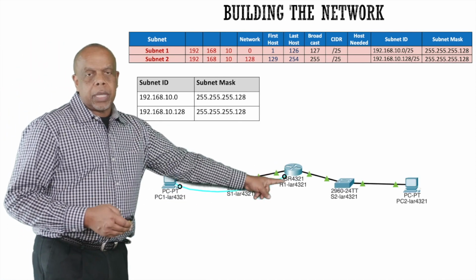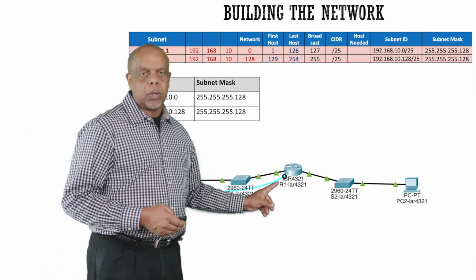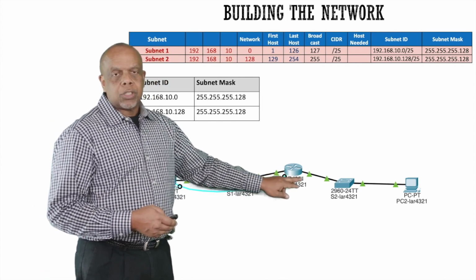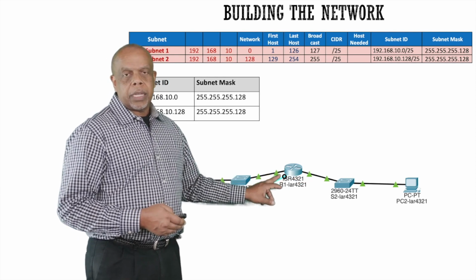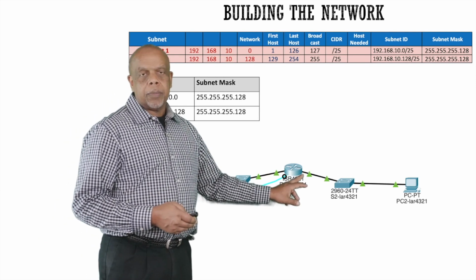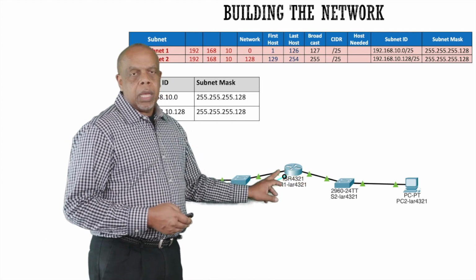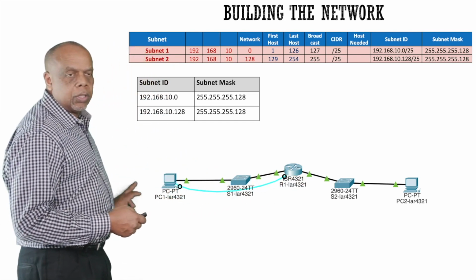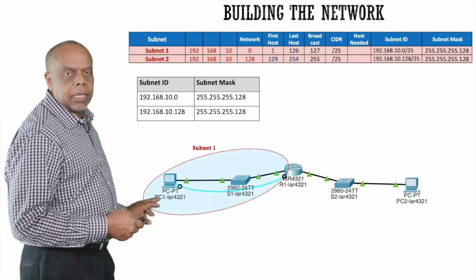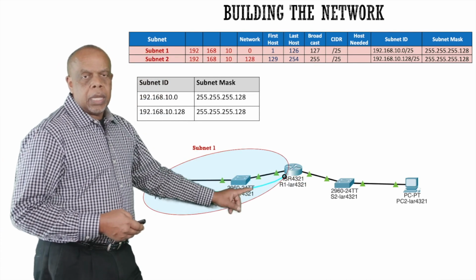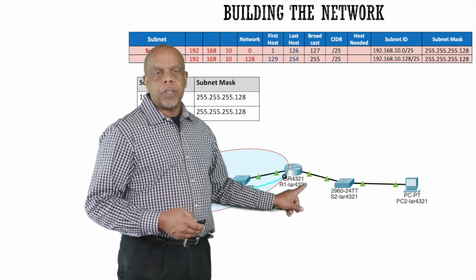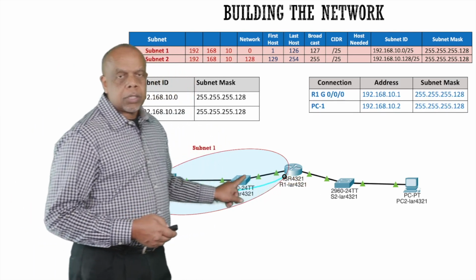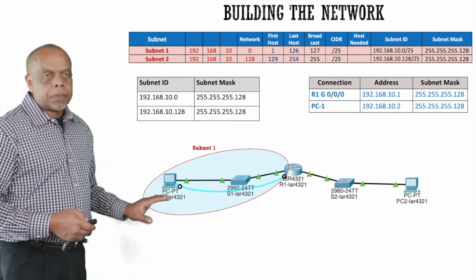You've got a router. That's that 4321 router. That router has two interfaces on it: Gigabit 0/0/0 and Gigabit 0/0/1. This interface is going to feed this subnet, we'll call it subnet 1. This interface is going to feed subnet 2. So let's take a look at subnet 1 first.